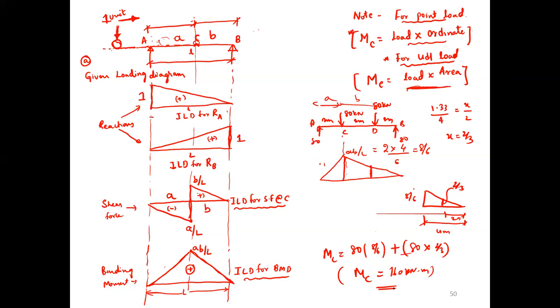Any doubts? Sir, MC is equal to 80 into 8 by 6 plus 80 into the other ordinate. What is it, sir? 2 by 3. How is it 2 by 3, sir? Similar triangles. Oh, yeah. Got it. Sorry sir. See, you are getting 160, right?